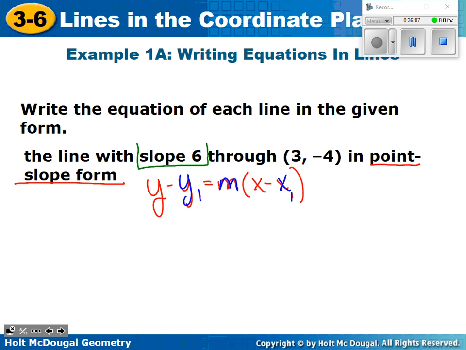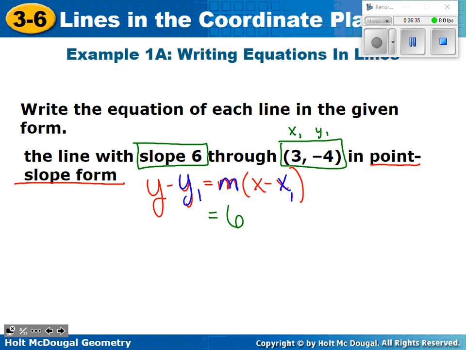Slope is 6. So where's 6 going to go? M. Okay, then what else do they tell us? Okay, so they tell us that this line passes through the point 3, negative 4. So they're giving us an x1 and a y1 that is on the line. So what's going to go in for y1?